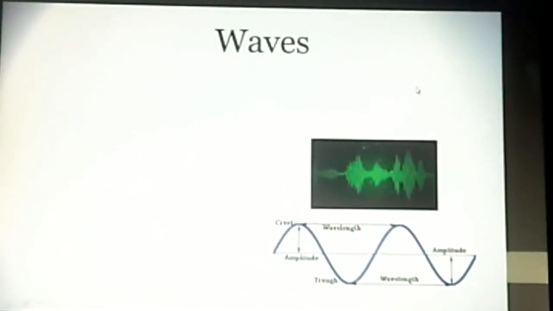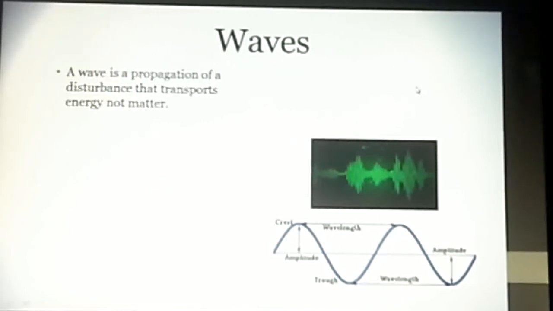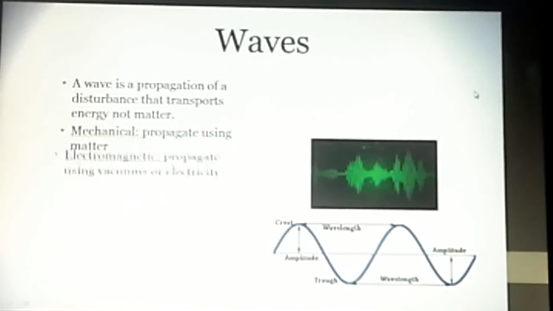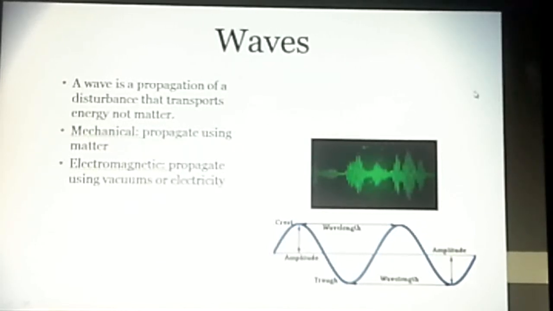Finally, the last topic would be waves. A wave is a propagation of a disturbance that transports energy but not matter. There are 2 types: mechanical, which propagate using matter, and electromagnetic, which propagate through a vacuum.